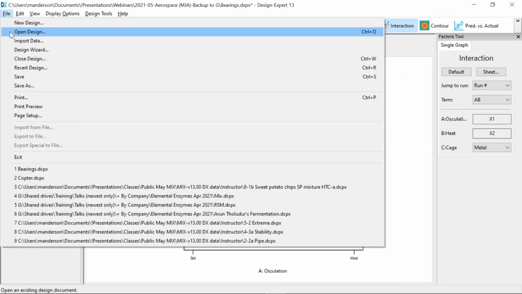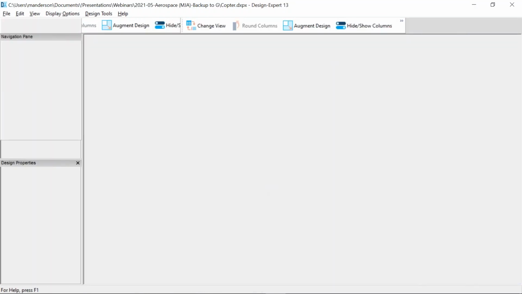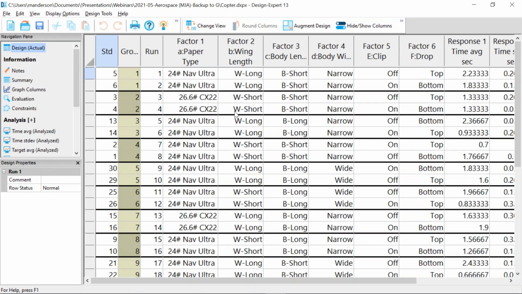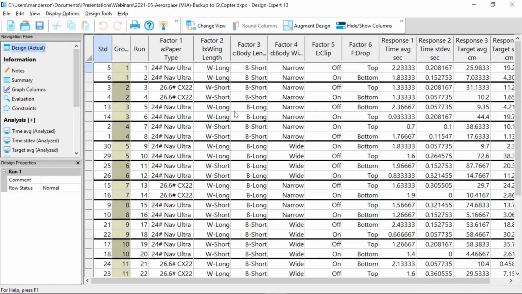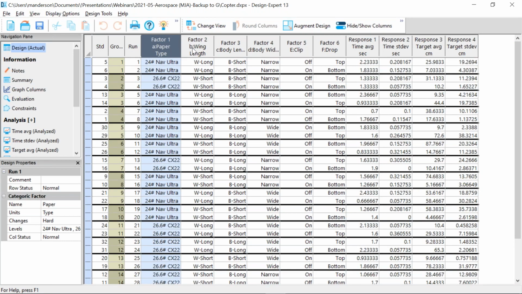So let me close this out. And we'll open up the paper helicopter experiment. Now notice, I'll show you how we build this in a minute, but notice the layout of this. There's a lot of information here, but the small case letters relate to factors that are design elements, like the paper type being this standard copy paper called Nav Ultra, which is 24 pounds, or we would use this Conqueror X22, 26.6 pounds, which was supposedly used for the world record airplane toss. So I picked up a ream of that and compared it to our normal office copy paper.